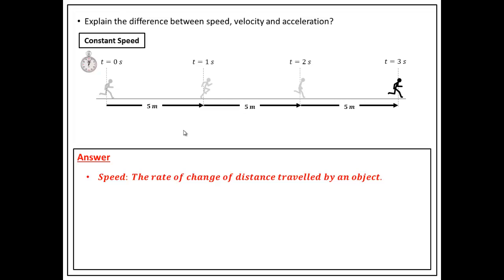And our definition of speed, which at level 2 we're giving, is the rate of change of distance travelled by an object. And if you look at his motion across the screen, you can see this is a constant speed because the rate at which he changes his distance is constant. Each second he is changing his distance travelled by 5 meters.